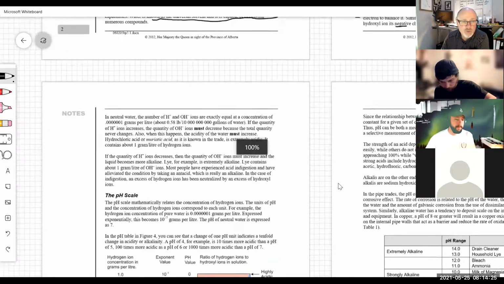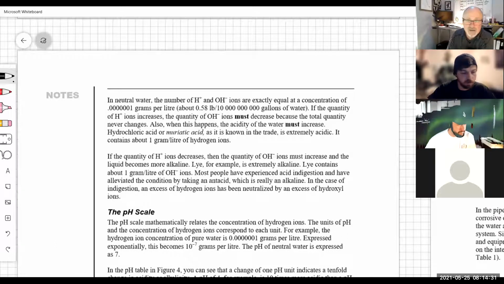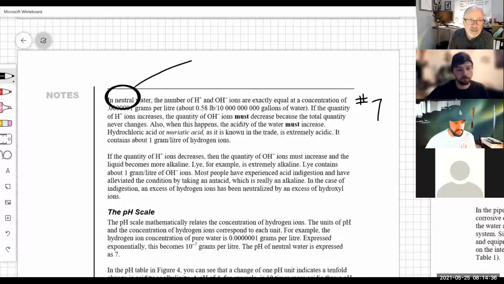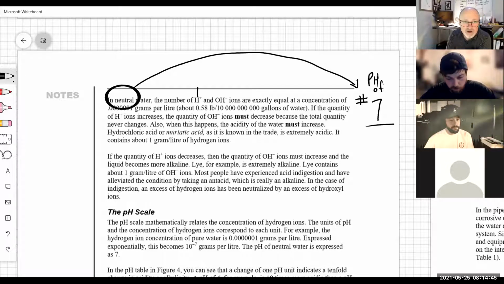So in neutral water, neutral is what we're trying to say, and I'm going to give neutral a number, 7. So neutral water has a pH of 7. And this is where the number of hydrogen ions and hydroxyl ions are exactly equal, in a concentration given in grams per liter. That right now is not really important.